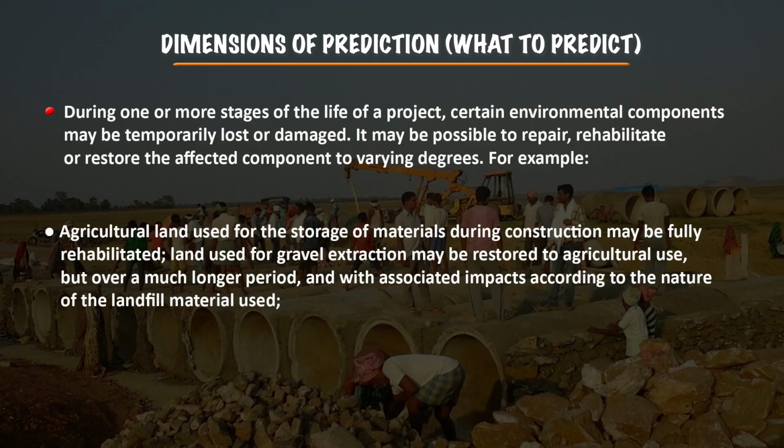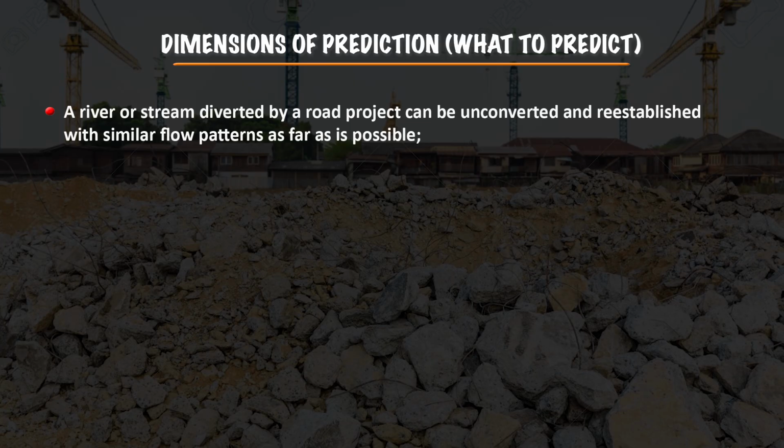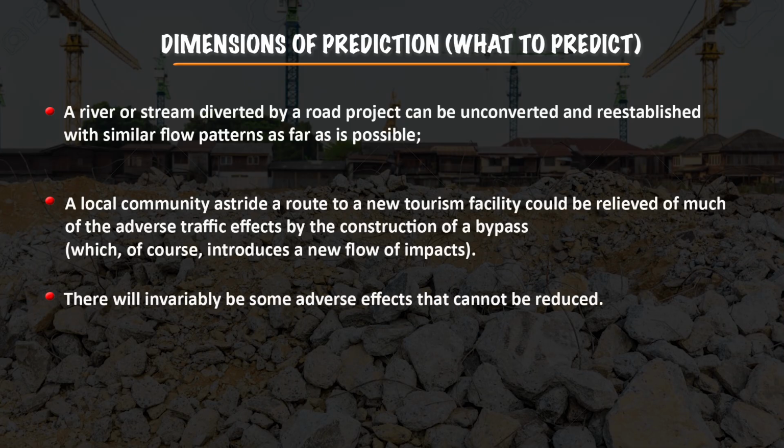But over a much longer period, what will happen, with the associated impacts according to the nature of the landfill materials used? A river or stream diverted by a road project can be restored and re-established with similar flow patterns as far as possible. A local community astride a route to a new tourism facility could be relieved of much of the adverse traffic effects by the construction of a bypass. Of course, it introduces a new flow of impacts. So there will invariably be some adverse effects that cannot be reduced.